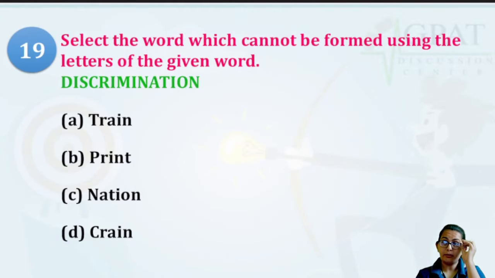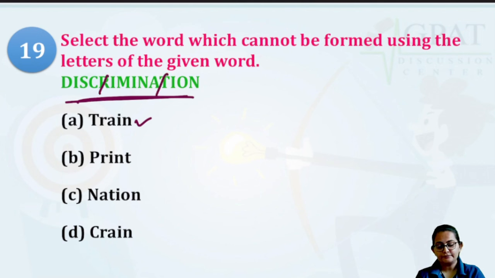Then is question number 19. What it says: select the word which cannot be formed using the letters which are given. Discrimination is the word. You have to find which of the words in the options could not be formed. Train could be formed: T, R, A, I, N. So train could be formed, so it is not the answer.